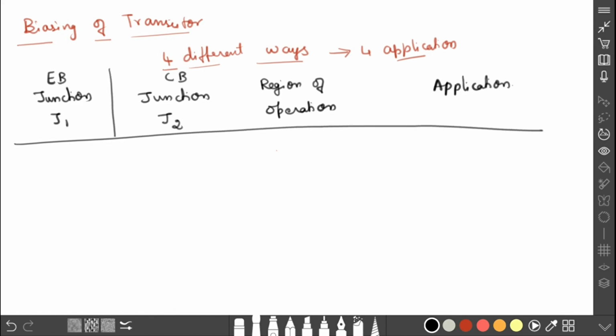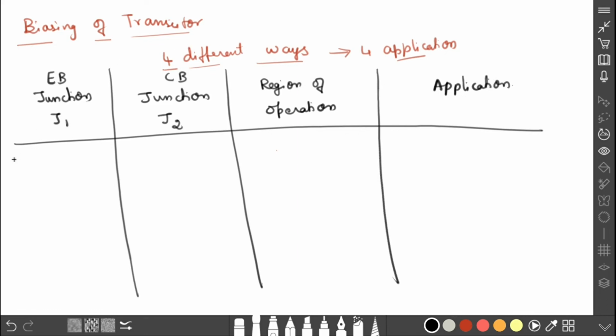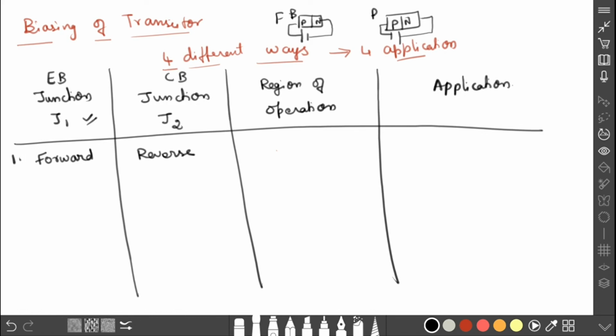So let us start one by one. Already I mentioned four ways we can connect. The first way is junction J1 is forward biased and junction J2 is reverse biased. As you know well, forward biasing means the P type should be connected to the positive terminal of the battery and the N type is connected to the negative terminal of the battery. The second junction is reverse biased, that is, P is connected to the negative terminal of the battery and the N is connected to the positive terminal. This is the reverse biasing.